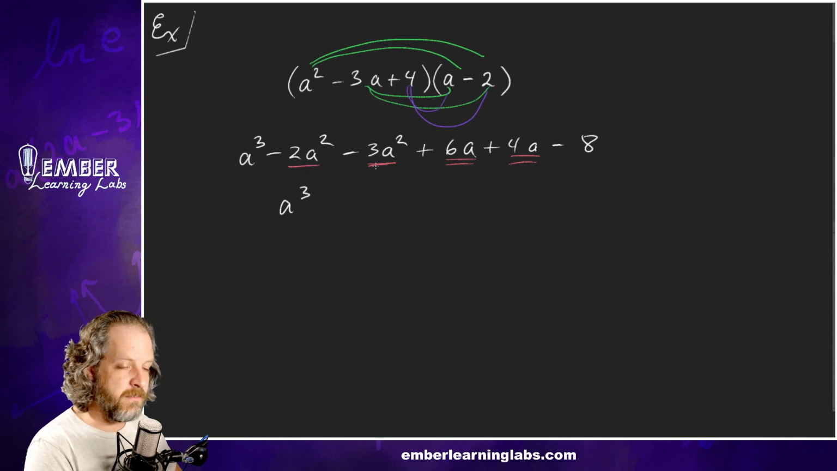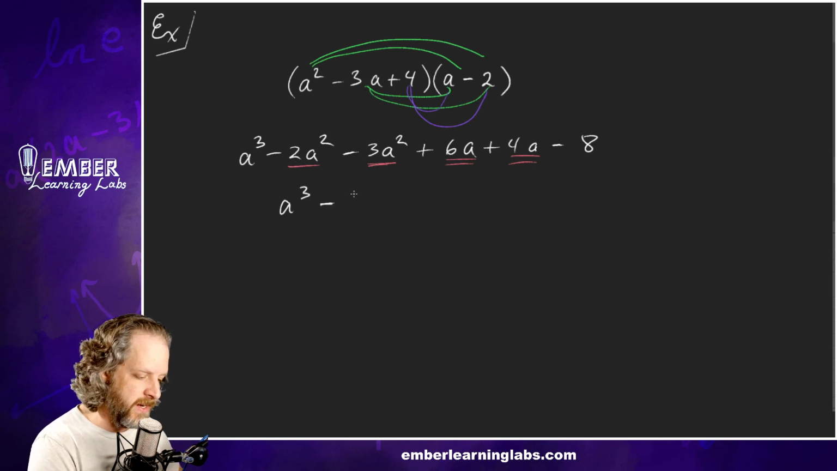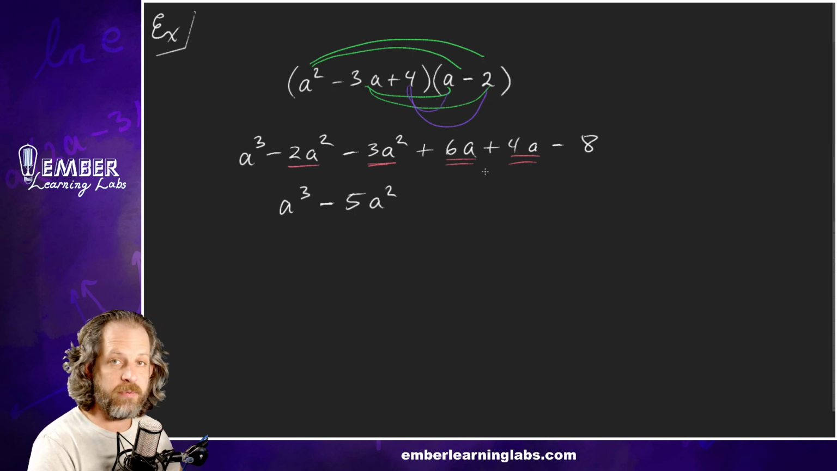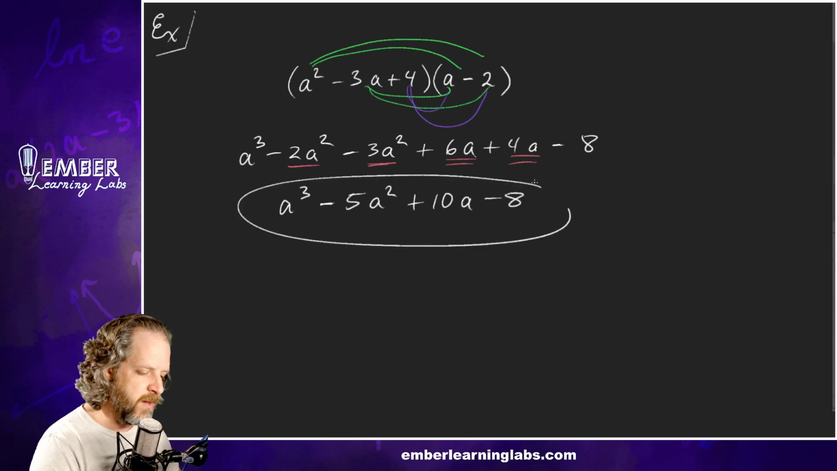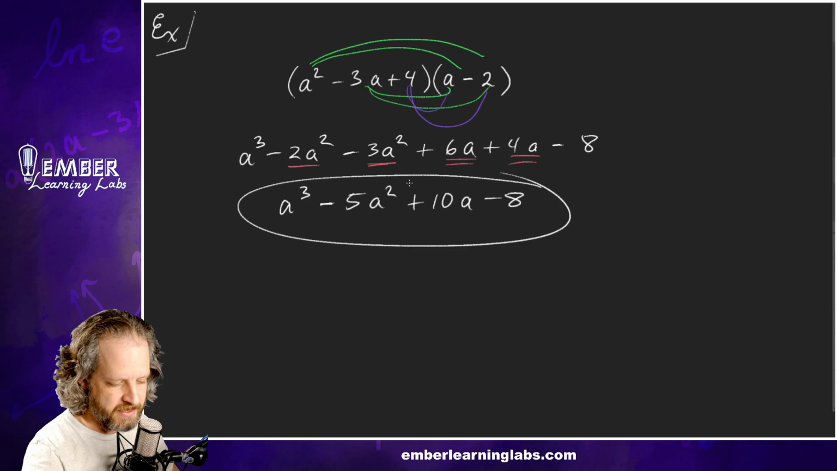Negative 2a squared minus 3a squared is minus 5a squared. 6a plus 4a is plus 10a. Bring down the minus 8. And that's the end of that problem. That's the end of that lesson.